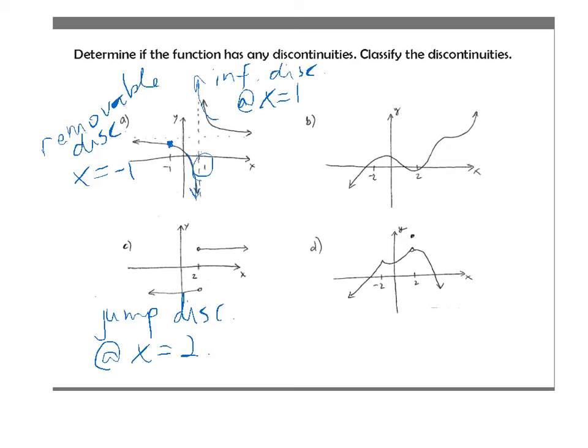Since we can redefine our function here, so instead of having this be the y value, we could put it right there, and as a result, we would no longer have to lift our pencil. Since that happens, that's going to be a removable discontinuity at x equals 2. Again, we redefine the function by filling in that dot, then it's continuous after that, so it's a removable discontinuity. So that's how you can tell graphically if you have a discontinuity. Let's see some where we have a symbolic function.